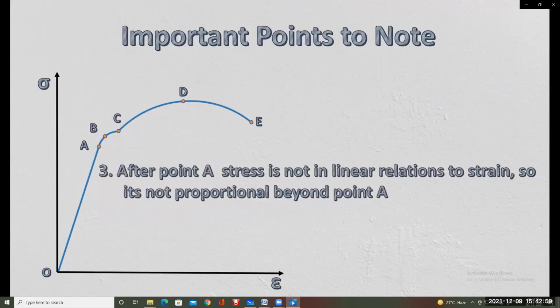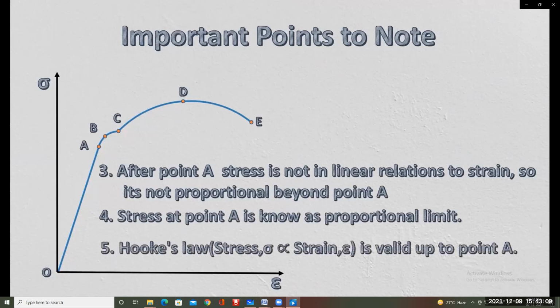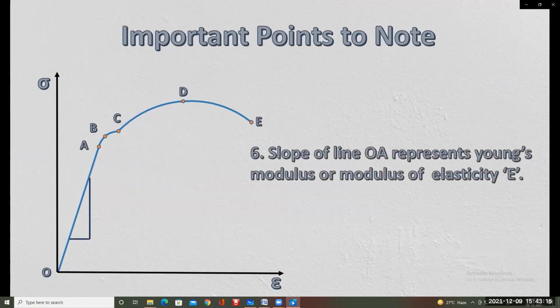Beyond point A, the proportionality between stress and strain no longer exists, hence the stress at point A is called the proportional limit. Hooke's law is valid up to this point only. The slope of this line OA represents the Young's modulus, also known as modulus of elasticity, and it can be calculated as stress divided by strain within proportional limits.